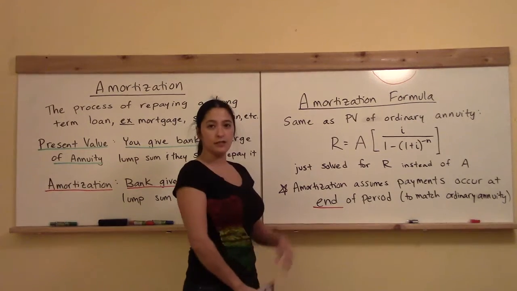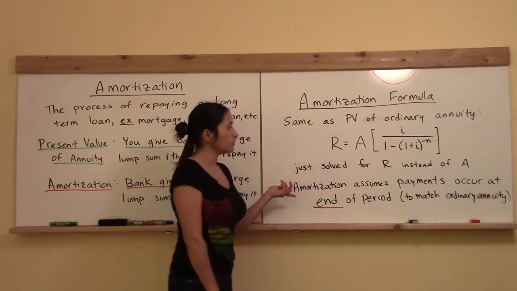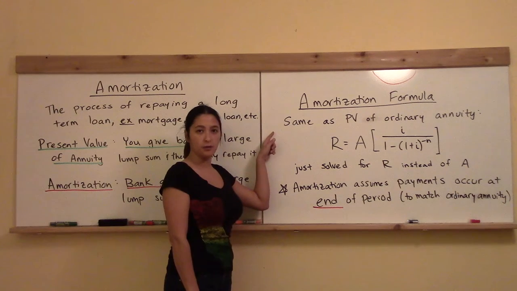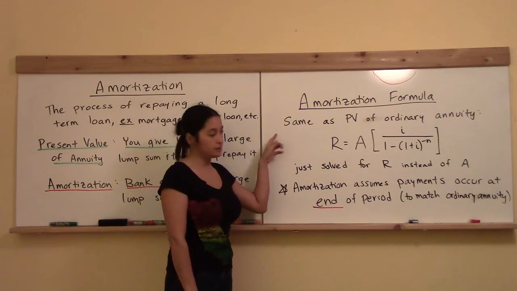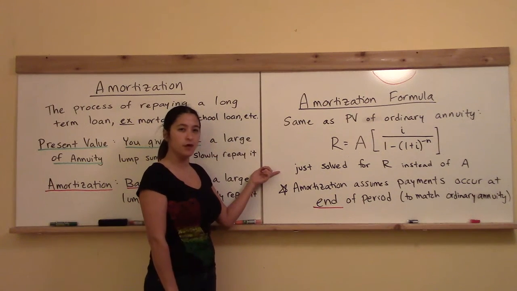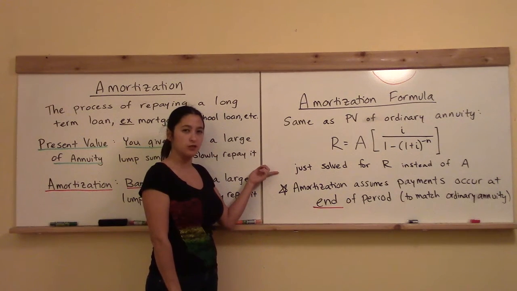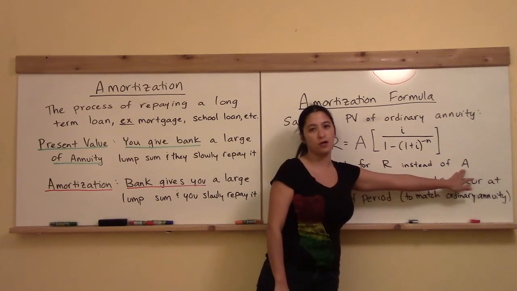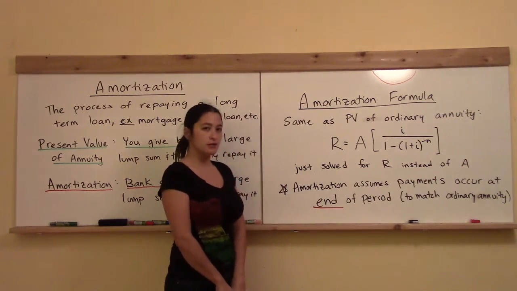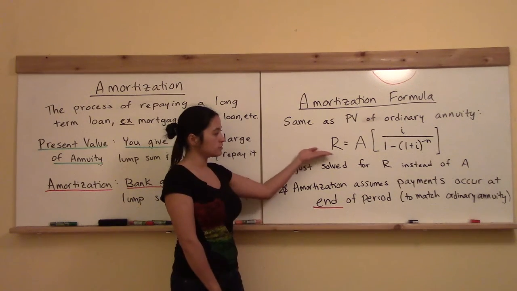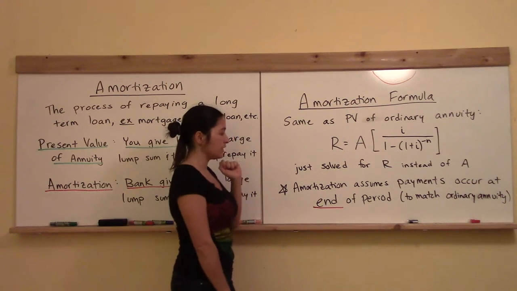Now if we look over here at the amortization formula, you're going to notice that this is the exact same formula as the present value of an ordinary annuity. Nothing's different about this formula except that I've solved it for R, which is the amount of each regular payment, as opposed to solving it for A, which represents the large lump sum known as the present value, or also sometimes called the principal. So this is solved for R, the amount for each regular payment.